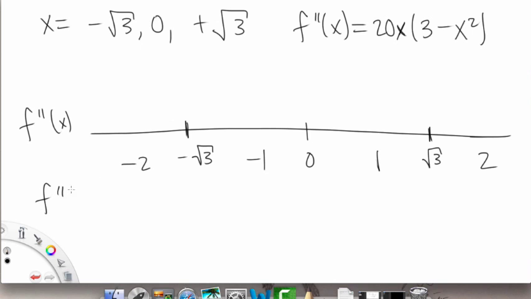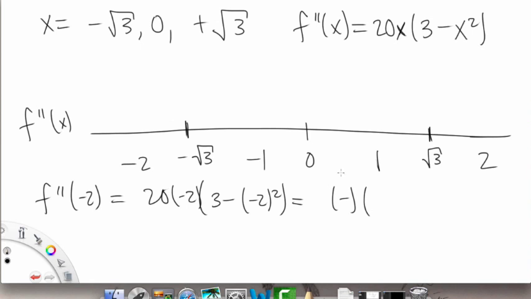So f double prime of negative 2 is equal to 20 times a negative 2, and then we have 3 minus negative 2 squared. On the outside we get a negative number, and on the inside we get 3 minus 4, so that's also a negative number. So that turns out positive overall. So we have a positive over that negative 2 here.